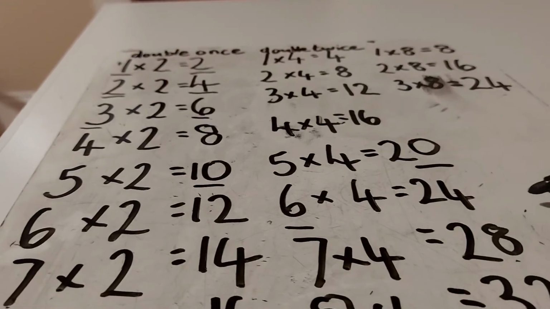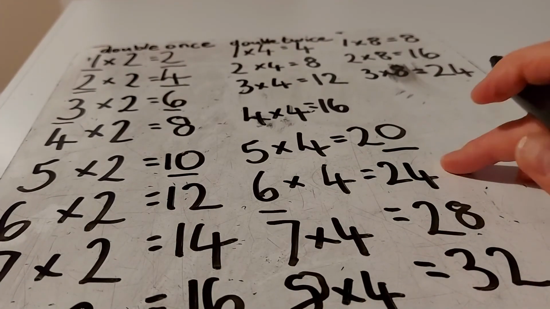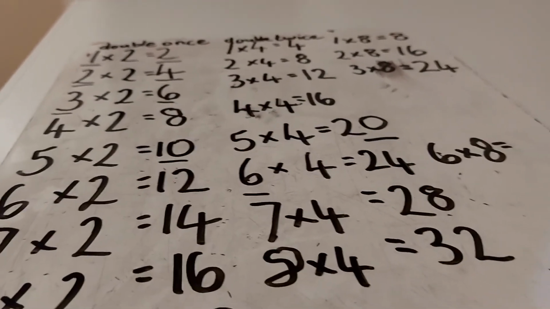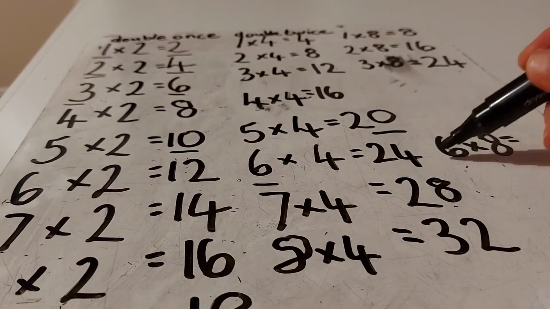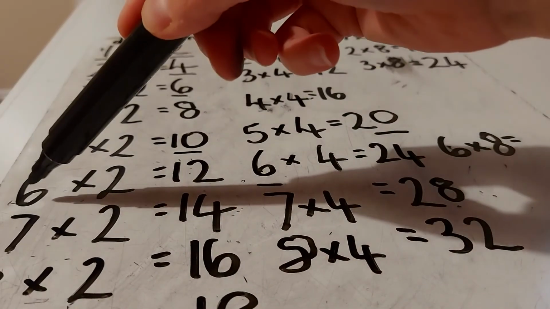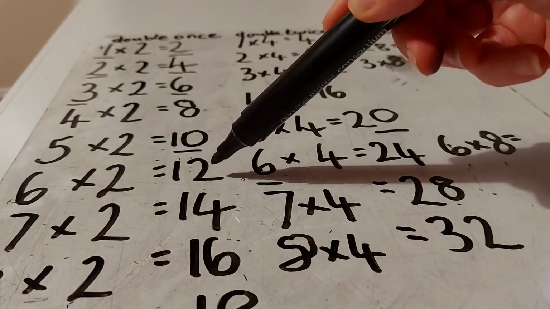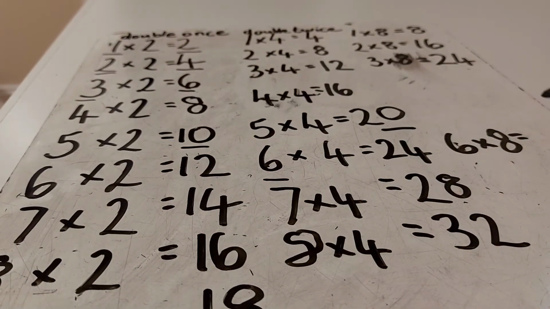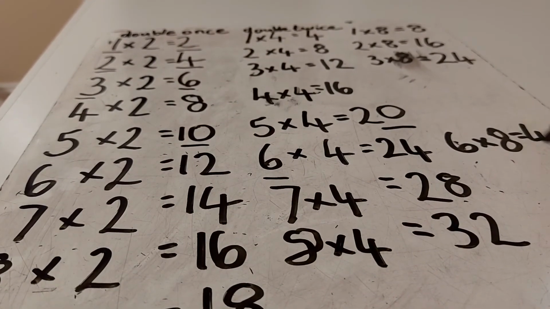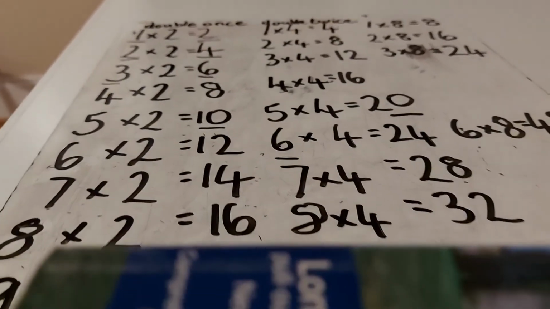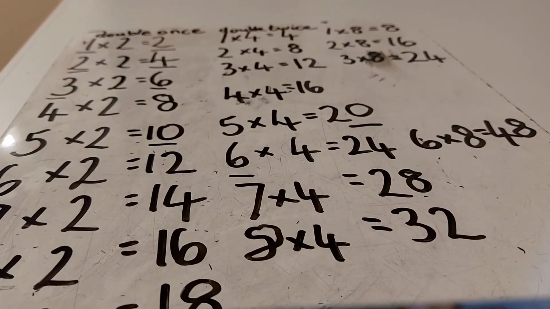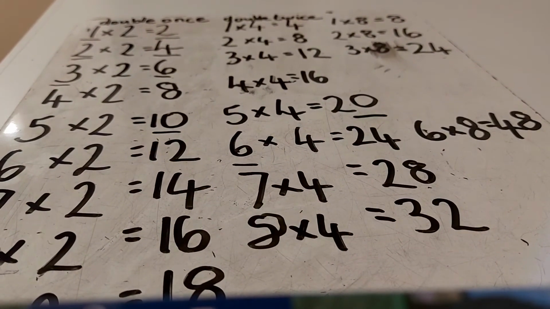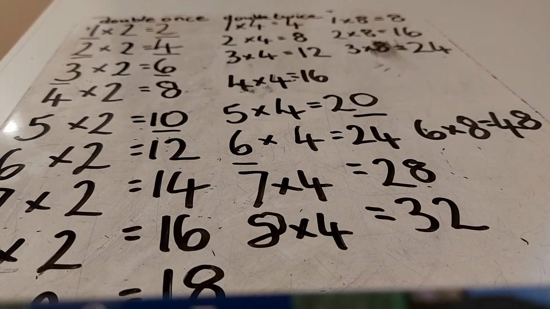Let's go all the way down to the bottom here. So 6 times 8. If we didn't know our 4 times table, and we went all the way to here, if we doubled it once, we would get the answer 12. If we doubled it again, we'd get 24. And if we double that again, it would be 48, and that would be the answer. So I hope I've showed you there how you can use your doubling skills in order to work out your 2s, your 4s, and your 8 times table.